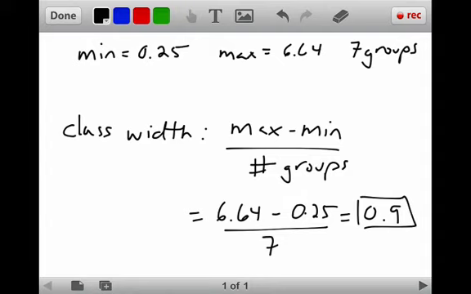But 0.9 is not a very nice number. It's not a whole number. It's not round. So what we can do is we could say, okay, the class width will be 1. The minimum value is 0.25, so basically nothing stops us from starting at 0. Okay, so our minimum value for the first group will be 0, and we have a class width of 1.